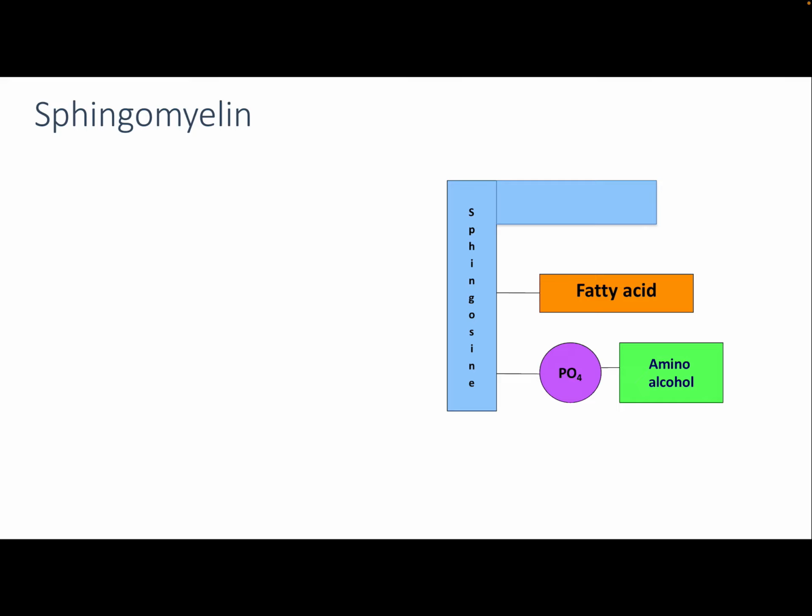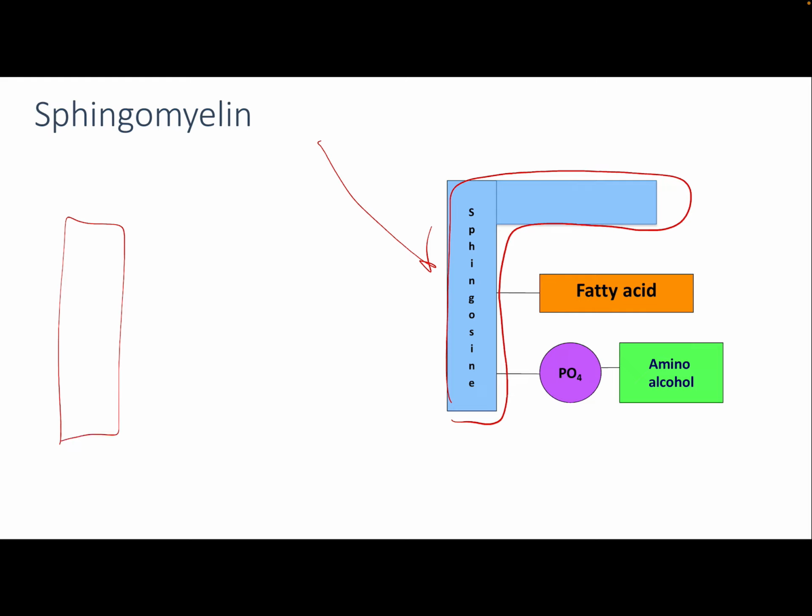Sphingomyelin contains a sphingosine. So sphingosine is different than glycerol. Sphingosine also has a big long chain on it that kind of resembles glycerol with one fatty acid on it. Right? Glycerol, if it had a fatty acid on it, kind of looks like sphingosine. So sphingomyelin contains a fatty acid, just one of them.